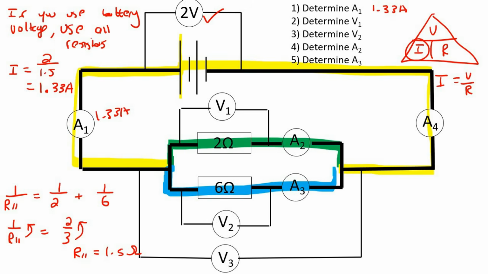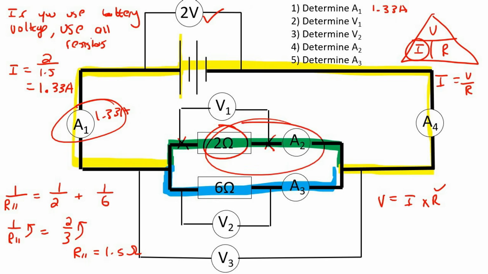Okay, the next question says calculate V1. Now, V1 is over here. Okay, so now this is important. We know the resistance for V1. V1 is connected across this resistor. So we know the resistance, but we don't have the current. You cannot say that this current is the same as this current because this part is in series, this part is in a different pathway, so the current is not the same. So this formula actually won't work.